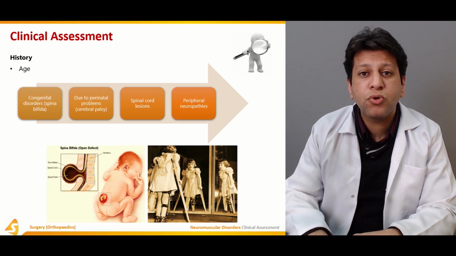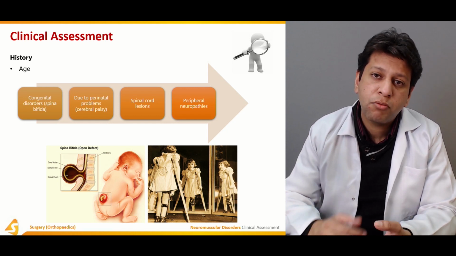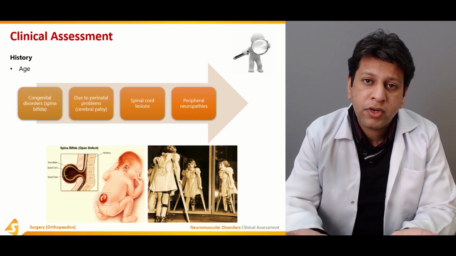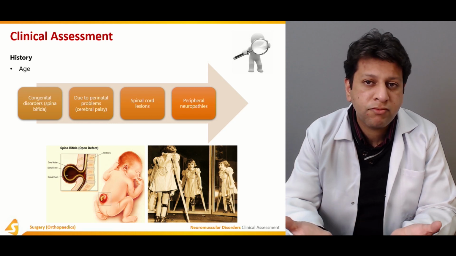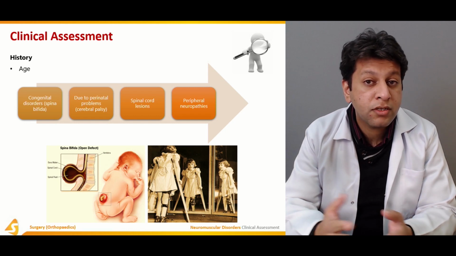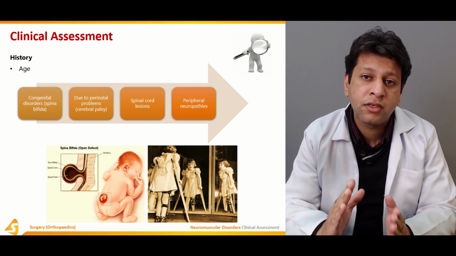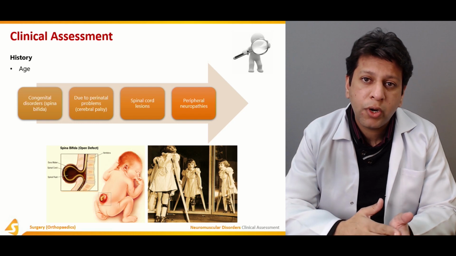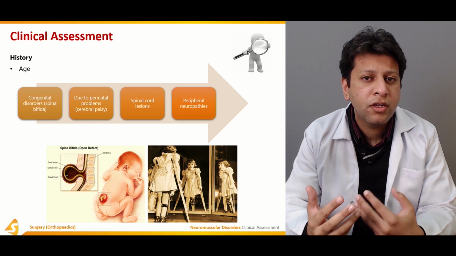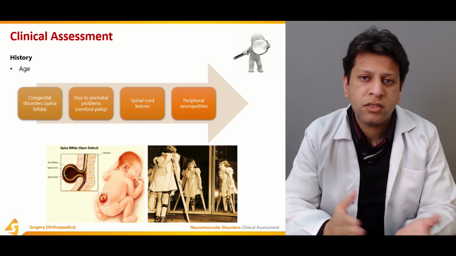Then other acquired conditions could be peripheral neuropathies. For example, the child probably had a fall, and had a fracture of the radius, or a post-traumatic mid-shaft fracture of the humerus, resulting in a radial nerve palsy. The history is going to dictate whether the child has a congenital issue that was acquired at birth, whether it is progressive or non-progressive, what kind of lesion it was, and if it's acquired, whether it is traumatic or atraumatic.